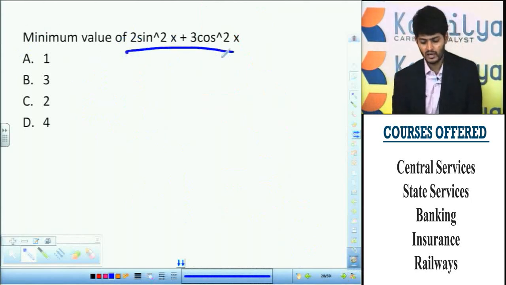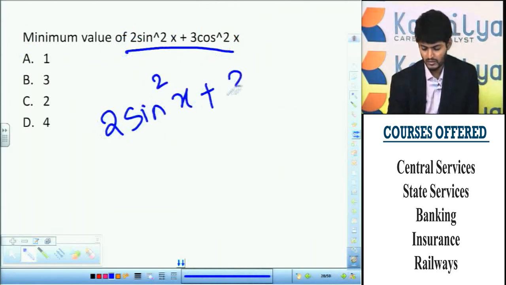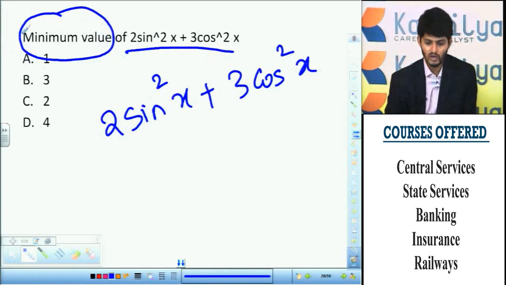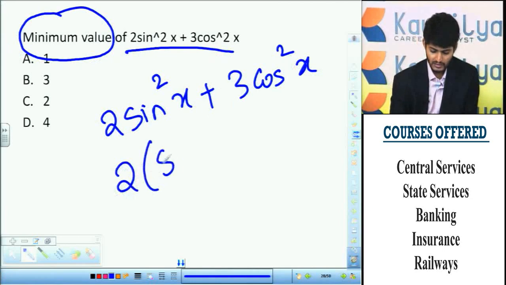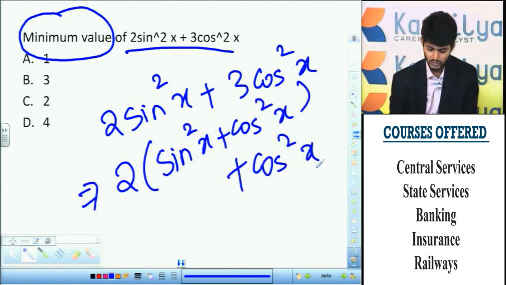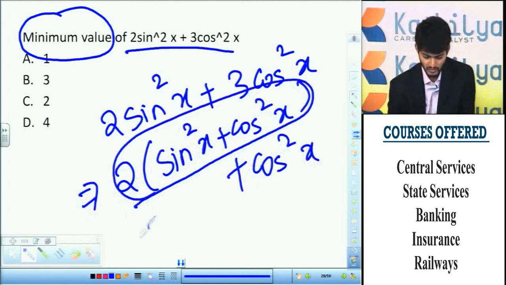You see 2 sin square x plus 3 cos square x is equal to how much he is asking. And remember, he is asking about the minimum value. Suppose if I want minimum value, so if here 2, here also I take 2, if I take 2 common, I will get sin square x plus cos square x. So 2 cos square x is accounted, 1 cos square x is missing, plus cos square x. So sin square x plus cos square x value is 1 by the property. So the minimum value of this entire part is nothing but 2.